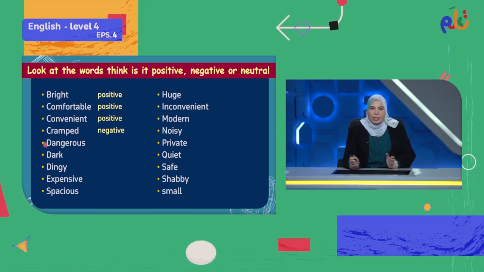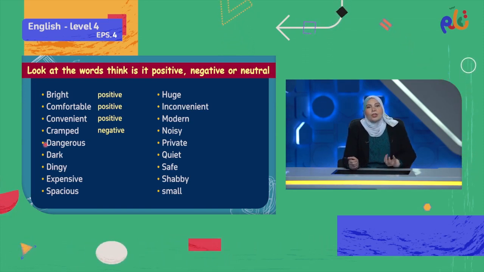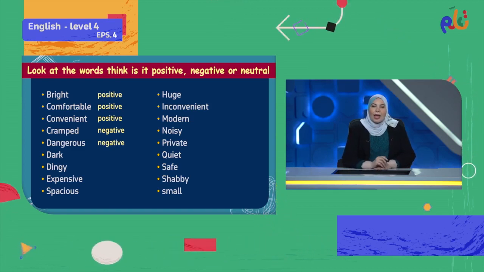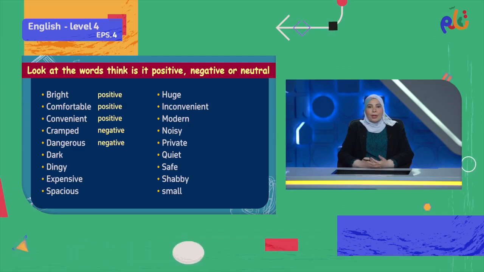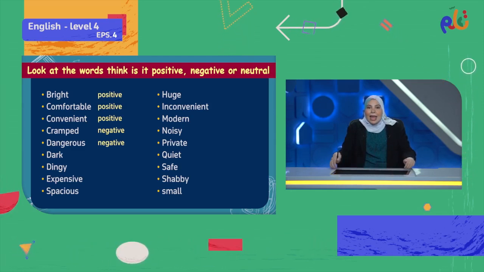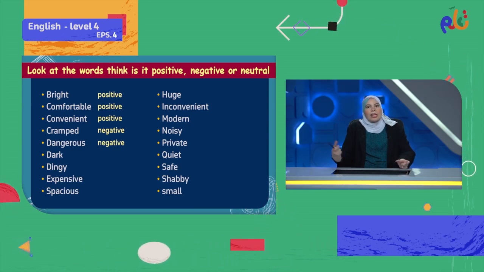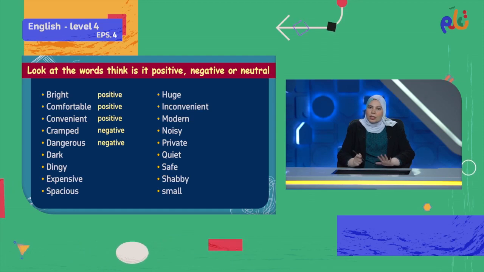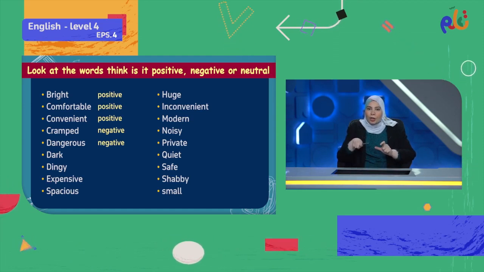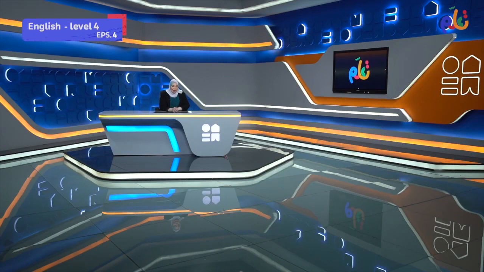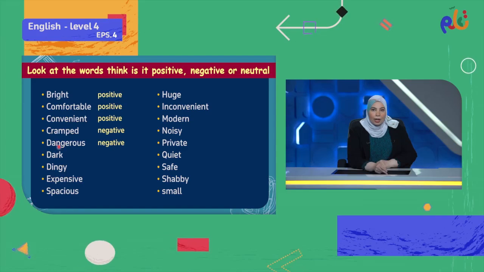And then we have dangerous. So dangerous is not safe. So is it positive or negative? Dangerous is negative. And I use dangerous to describe, it's usually describing the area. So I can say that this area is dangerous, or this area isn't safe. So dangerous is a negative description, not for the inside of the house. We're talking about the area or the place that the home or the flat is inside.